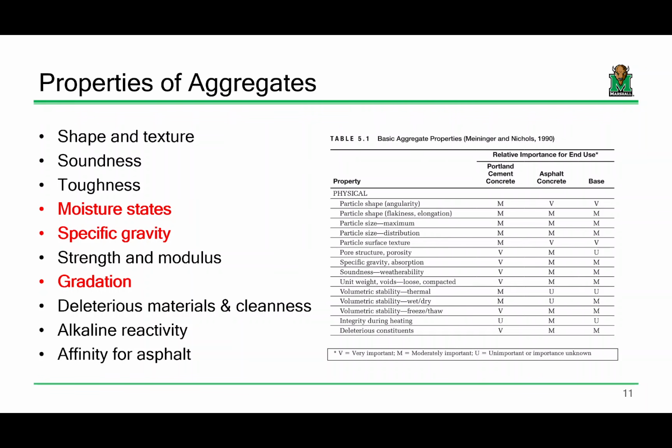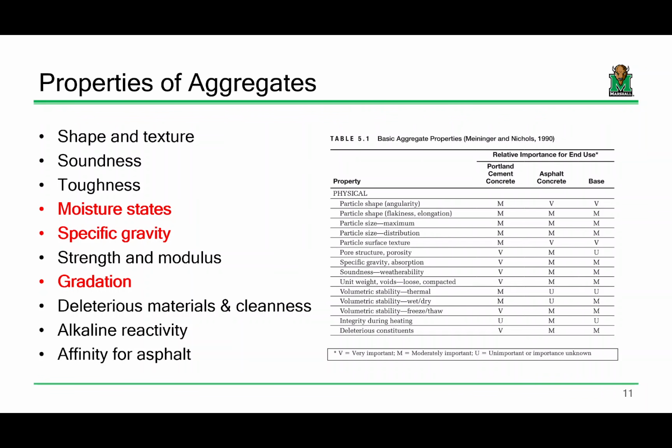And I want to be clear, there are students who get entire degrees in material science. You are getting a degree in civil engineering. So what I'm focusing on are the properties that are of most import to you as civil engineers. But I want to be clear, there's all sorts of other properties of aggregates that may be important or not, dependent upon your application. We're going to discuss the ones that make sense to us.